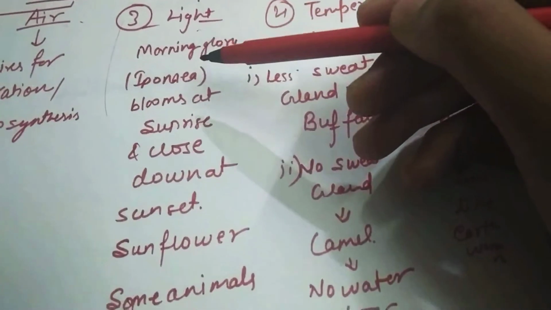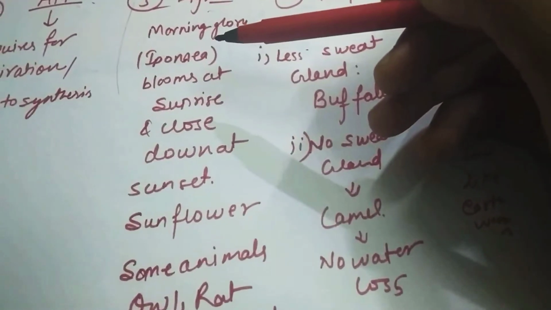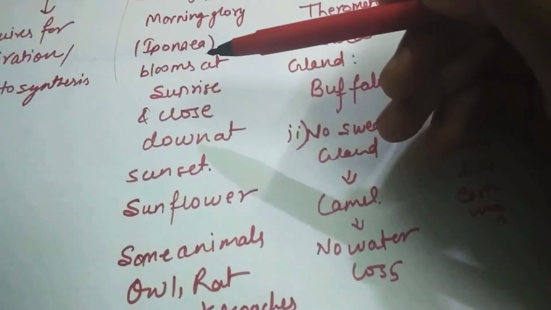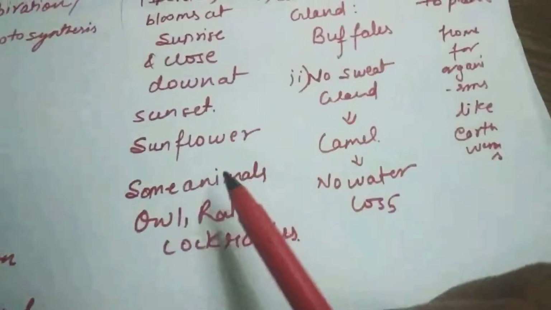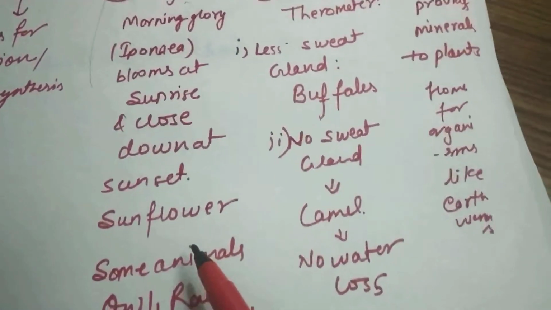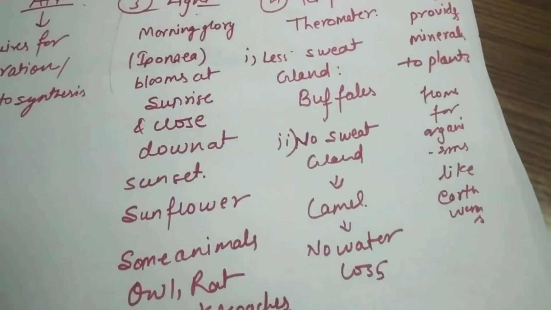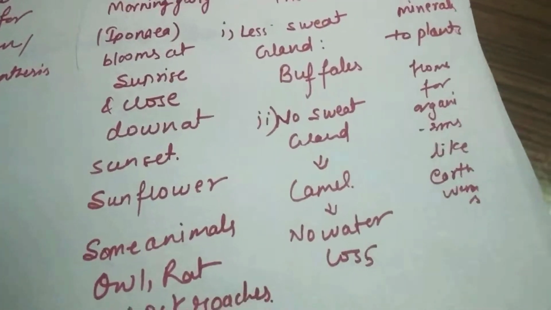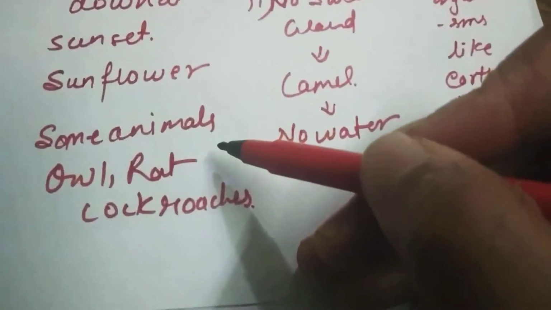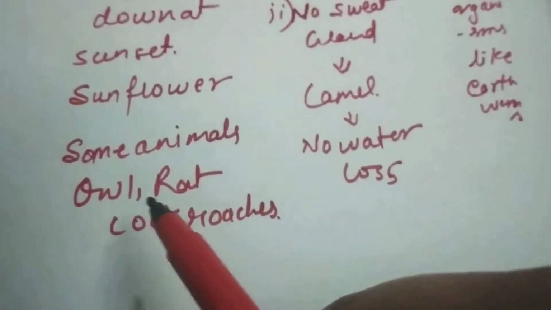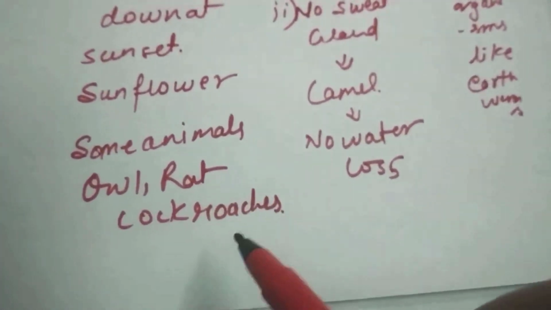When the light is present it rises, it blooms up, and when the sunlight is absent, it just gets closed down. Second example is the sunflower. You all know कि जिस तरफ sun की तरह रहता है, sunflower उसी तरफ face करता है. Then some animals also respond to the light, like owl, rat, cockroaches.